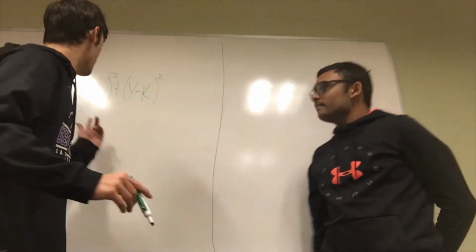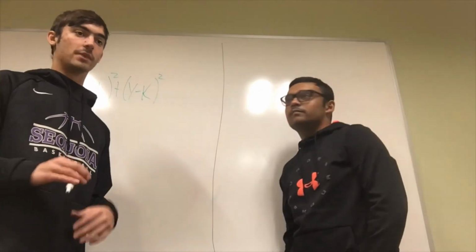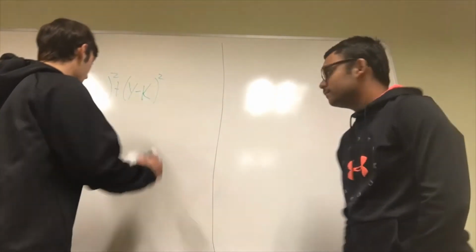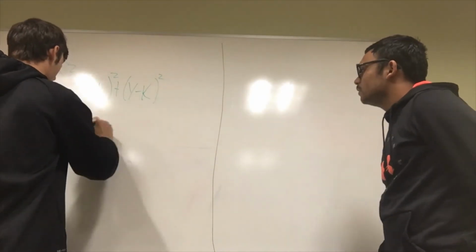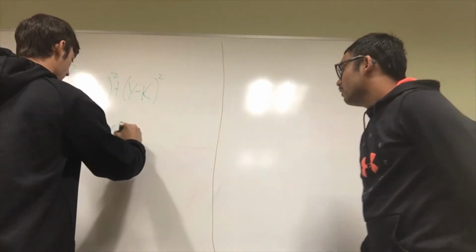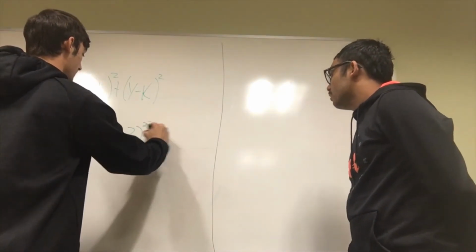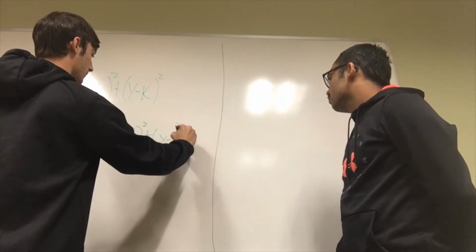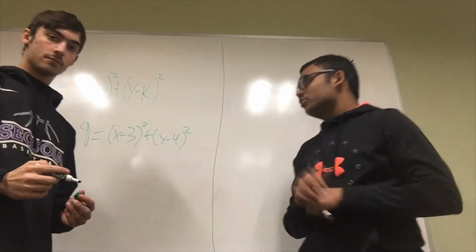Okay, so here's our equation, and now we're going to show you how to do an example problem and how to graph and how to plot the points and read the equation. So here's our equation that we're going to graph: 9 equals x minus 3 squared plus y minus 4 squared.